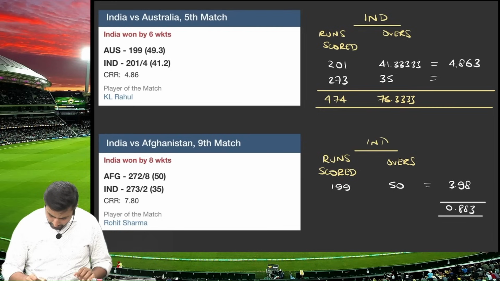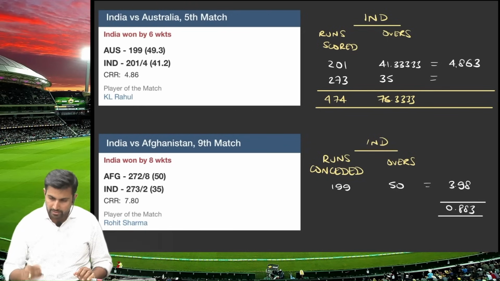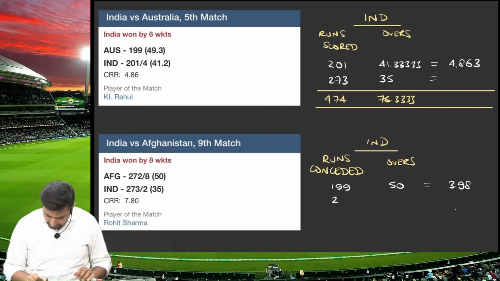Now again I am talking about India only, and here instead of runs scored I will write runs conceded, number of runs given by that team. So India had given 199 runs against Australia in 50 overs. Also, India had given 273 runs, rather 272 runs against Australia in full 50 overs.